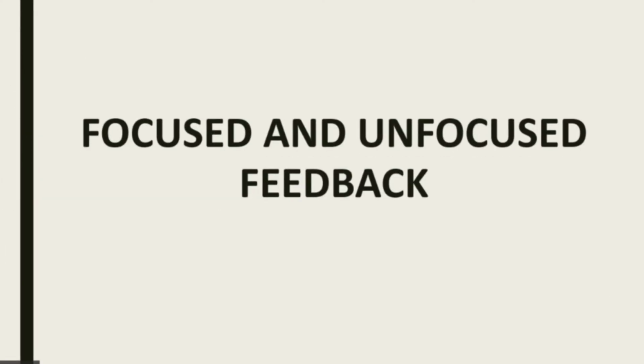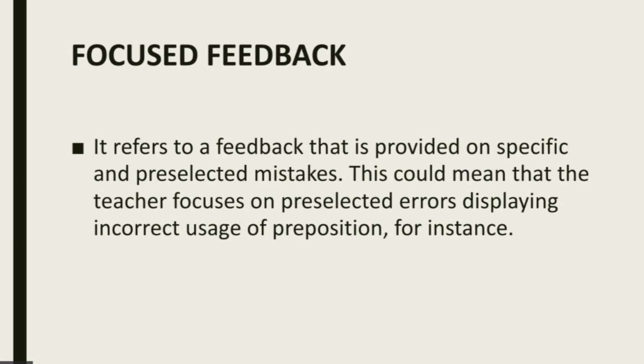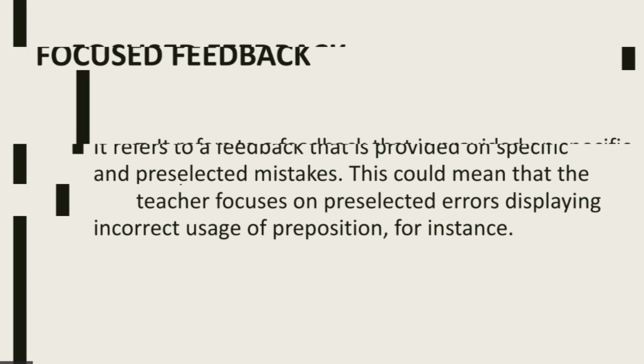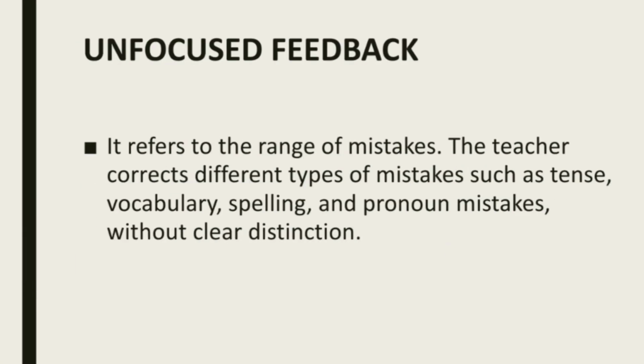Focused and unfocused feedback. Written feedback can be focused and unfocused. Focused feedback refers to a feedback that is provided on specific and pre-selected mistakes. This could mean that a teacher focuses on pre-selected errors displaying incorrect usage of preposition, for instance. The unfocused feedback, on the other hand, refers to the range of mistakes. The teacher corrects different types of mistakes such as tense, vocabulary, spelling, and pronoun mistakes without clear distinction.